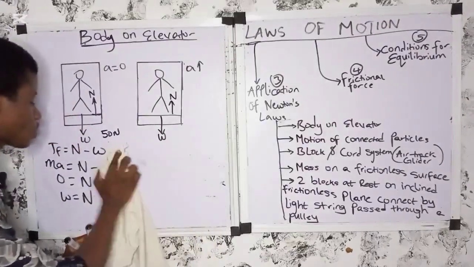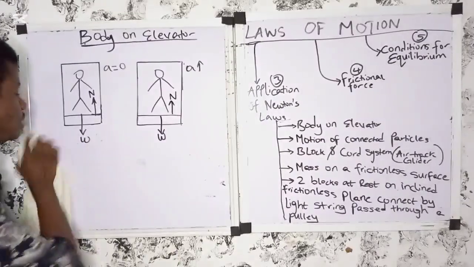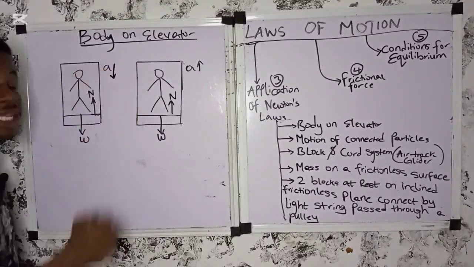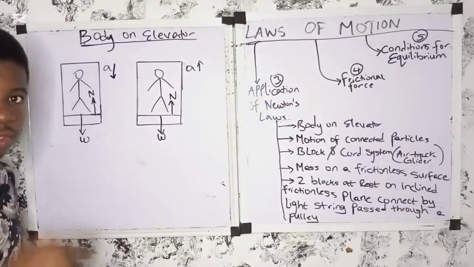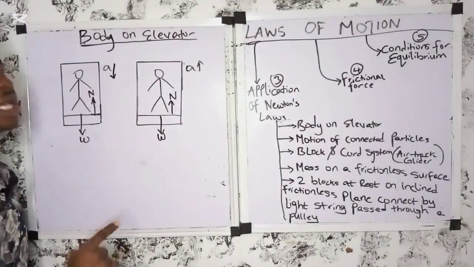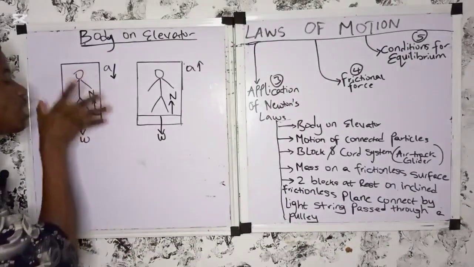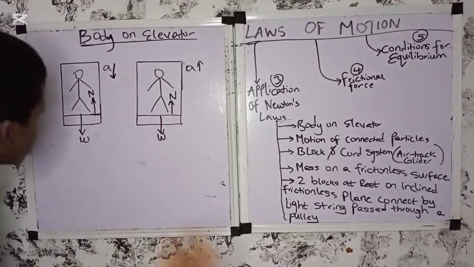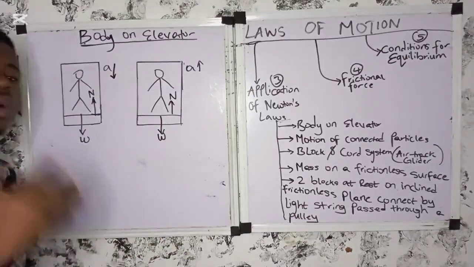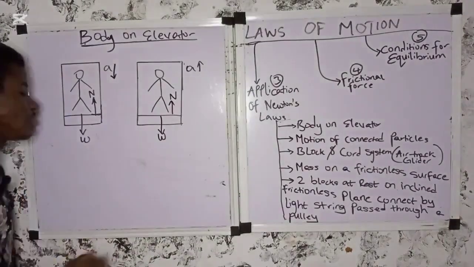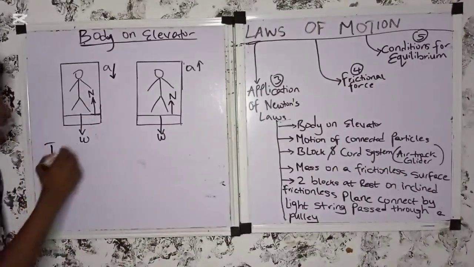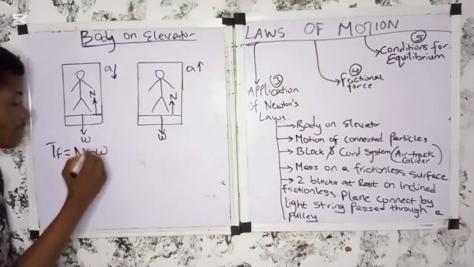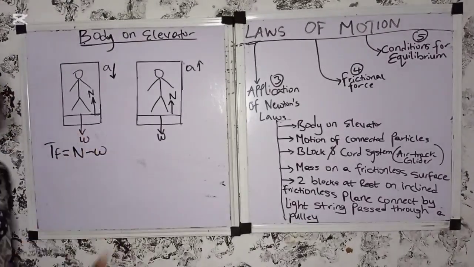Now what about when the body is moving? When the body is moving downwards, it has an acceleration. This is the second scenario; I've talked about the first scenario when the body is not moving. Now when the body is moving downward with an acceleration, what is the reading of the scale? Remember, the total force acting on this system, with two forces acting, is equal to the normal reaction force minus the weight, right?